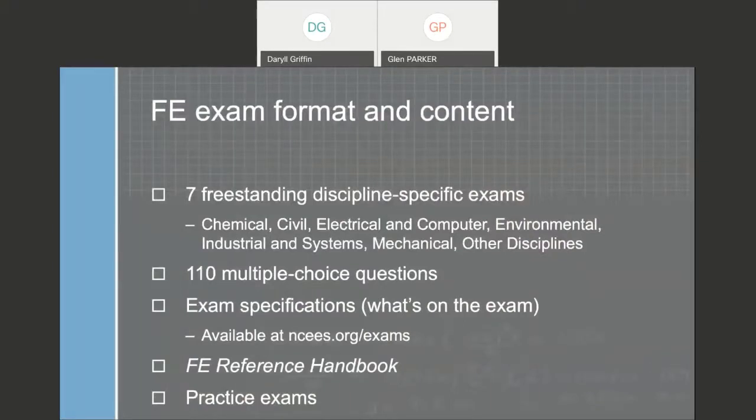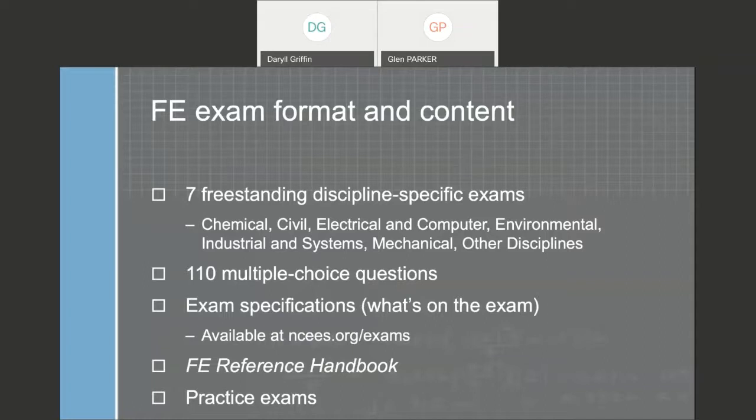So there's 7 different exams. You pick the one that you want to take, and you don't have to take the one that's in the subject that you studied in school. You do need to take the one that's going to be in the subject that you practice in. And some people maybe have an issue with this. I had a friend who studied to be a textile engineer, but he decided he wanted to go into wastewater treatment, so he took a different exam. And as long as you pass that exam and practice within the discipline where you were licensed, there are no issues. So there's chemical, civil, electrical and computer, environmental, industrial and systems, mechanical, and some other smaller disciplines like nuclear and some of the other ones.